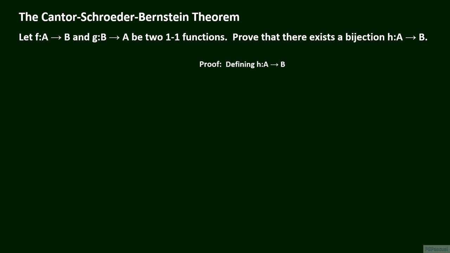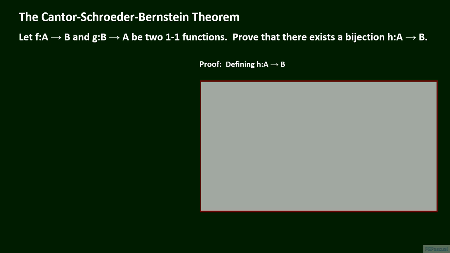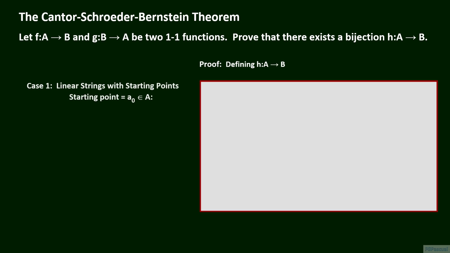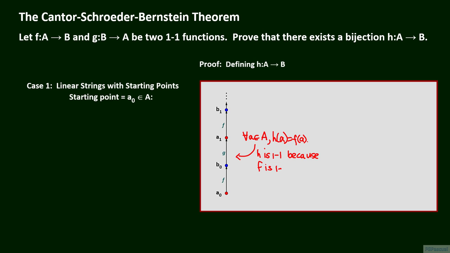We now define the bijection H from set A onto set B. The bijection H will be a piecewise function defined differently for each type of graph. Consider first the linear string that starts with the element a sub 0 from set A. For every element A of set A that belongs to this string, we define h of A to be equal to f of A. H is 1-to-1 within this particular type of string because f is 1-to-1 over the entire set A.